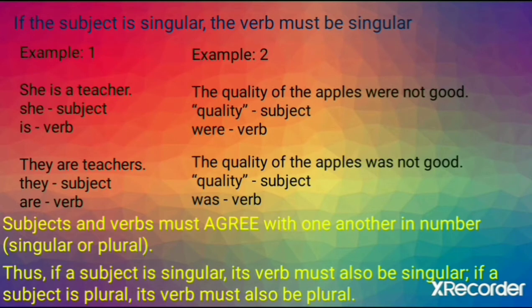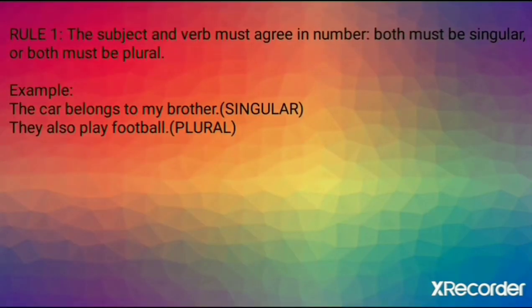Now, let's deal with the rules of subject-verb agreement. Rule number 1. The subject and verb must agree in number. Both must be singular or both must be plural. For example, the car belongs to my brother. Here in this sentence, the car is the subject and belongs is the verb. The car is singular. It is not the cars. So the singular verb belongs is used.